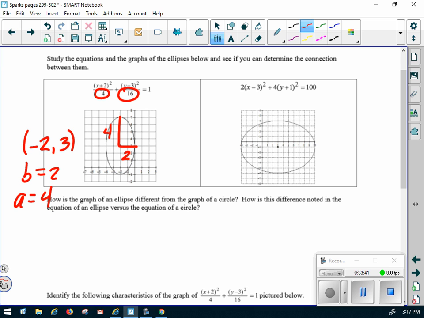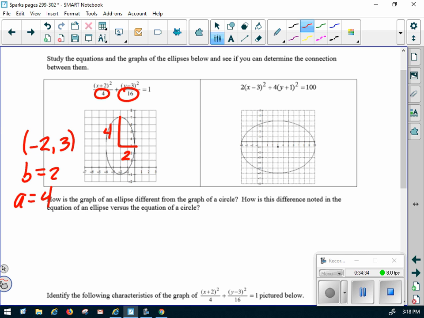Question. How do I know that this ellipse is long vertically instead of long horizontally? Because A is greater than B, but how do you know which one's A and which one's B? Your x squared is with the 4 and your y squared is with the 16. No, you're getting it. I think I heard what you said.